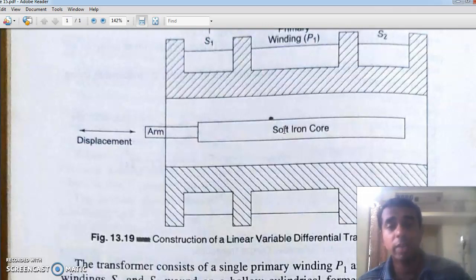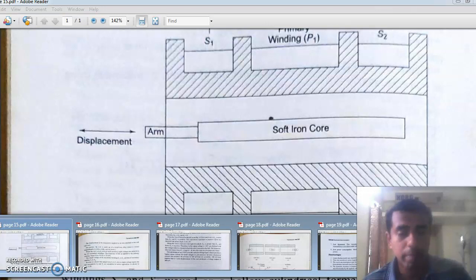That is, if it is moving to the left or if it is moving to the right, we can know, depending upon the magnitude of voltage, where the displacement is heading to. That is, if it is moving towards the right or left. Okay, so that is all about the basics of linear variable differential transducers. And then we'll see what is happening here.